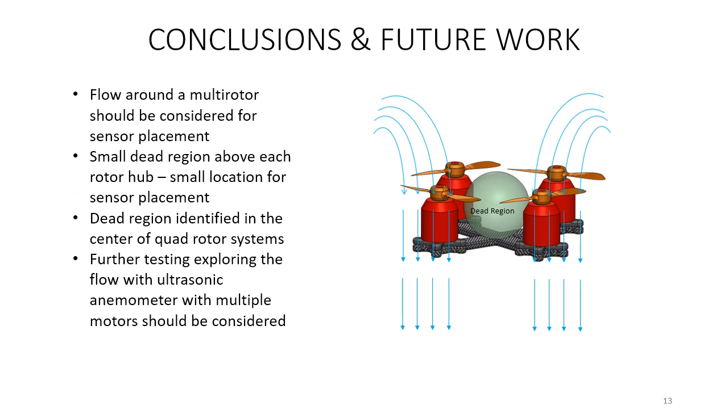In conclusion, the flow around multi-rotors should be considered for sensor placement. This research identified a small dead region above each rotor hub. This is a very small location that could be used for sensor placement. Research also identified a dead region in the center of the quad rotor system that's slightly larger. This region would be ideal for sensor placement, as it's in the center of the quad rotor system and would make sensor mounting much easier.